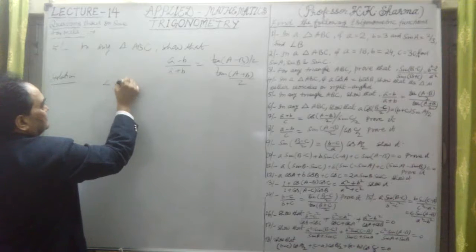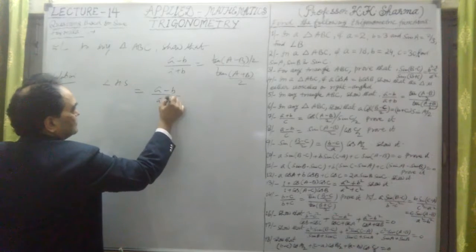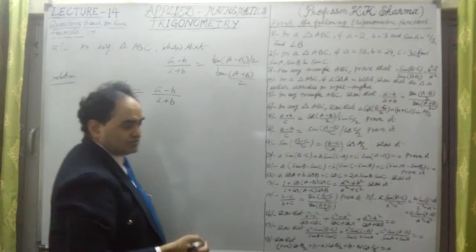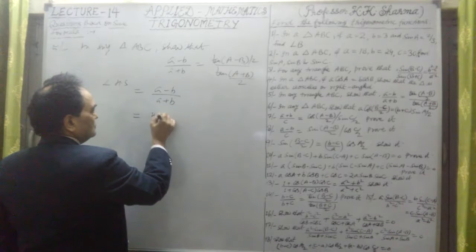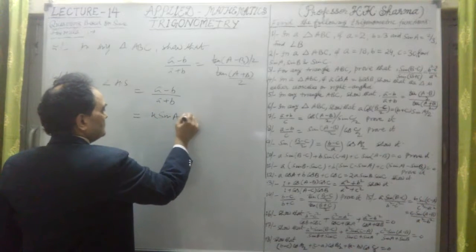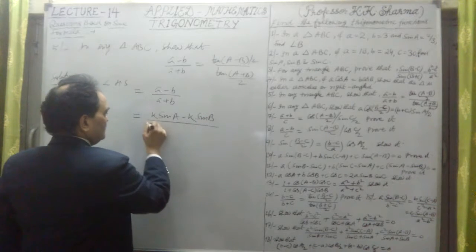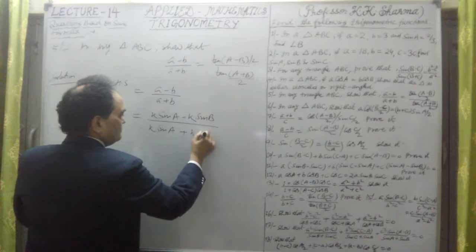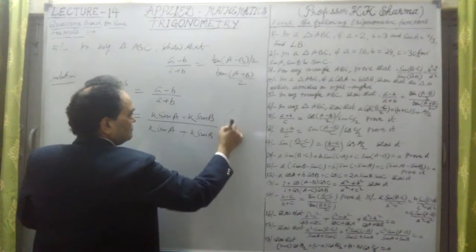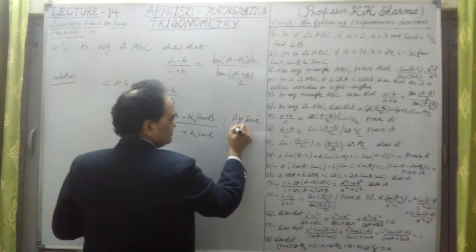Left hand side, let me take this. Left hand side is (a minus b) upon (a plus b). Hence, by sine formula, we can substitute. So this is equal to k sin A minus k sin B divided by k sin A plus k sin B, by sine formula.